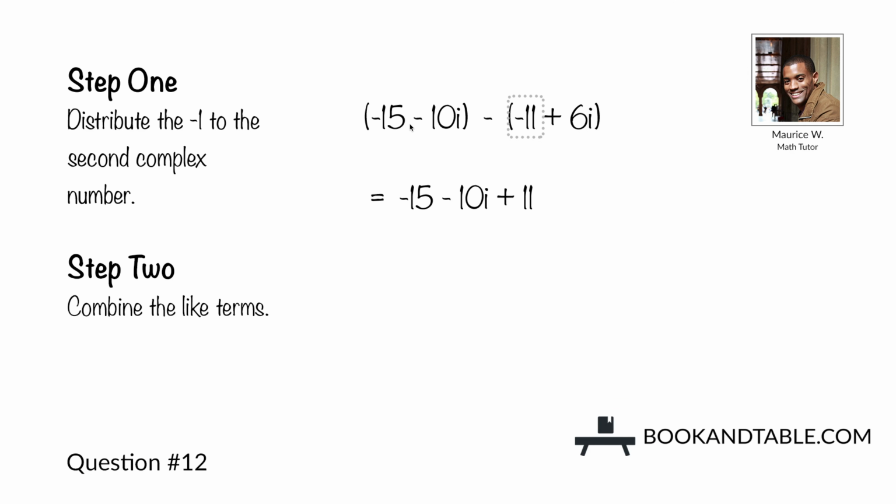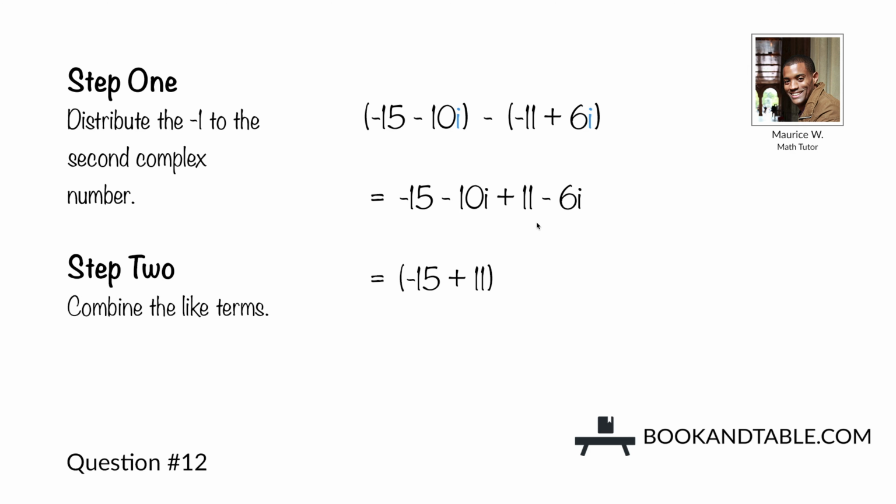So we can bring the first complex number down without doing anything to it. So we bring down negative 15 minus 10i. And we want to start by distributing this negative 1 to our second complex number. So negative 1 times negative 11 gives us positive 11. Negative 1 times positive 6i gives us negative 6i. So after the first step, we wind up with negative 15 minus 10i plus 11 minus 6i.